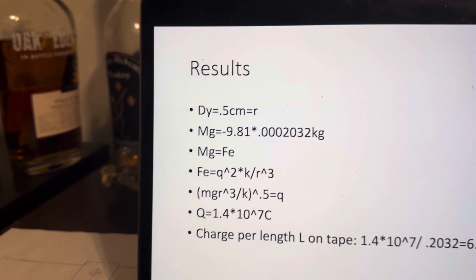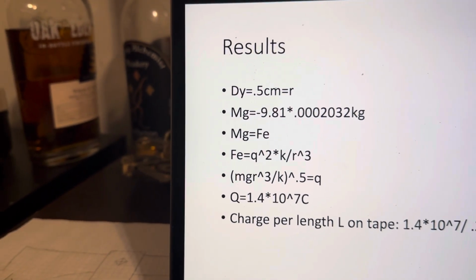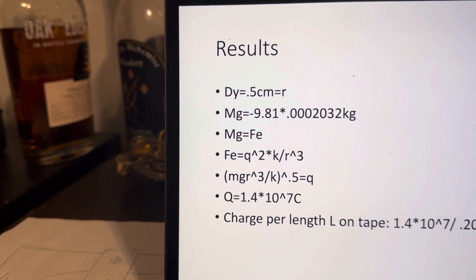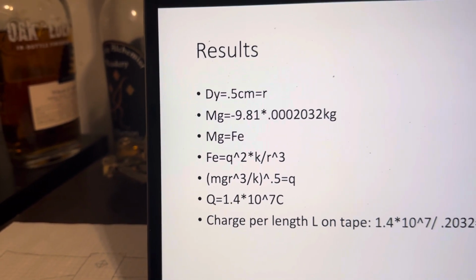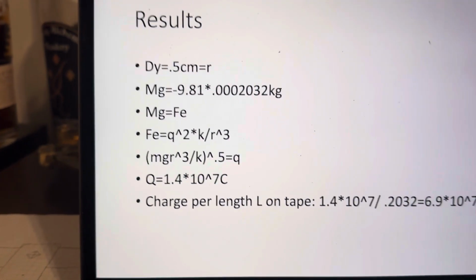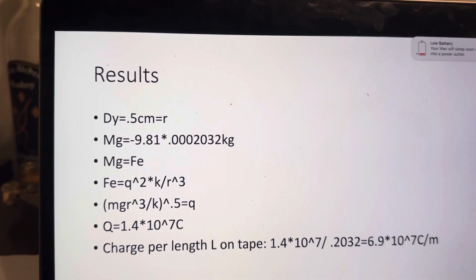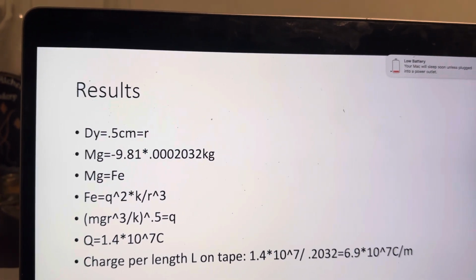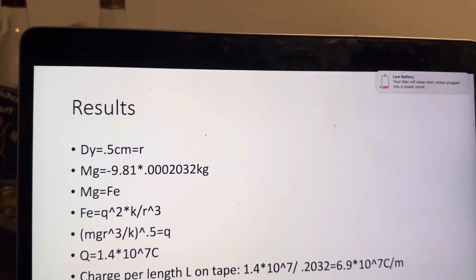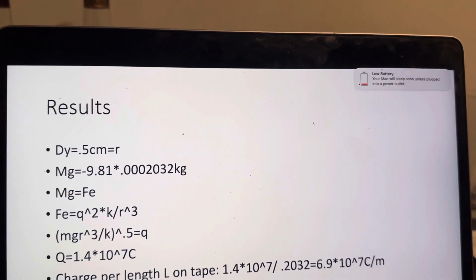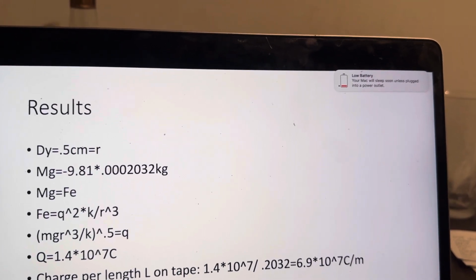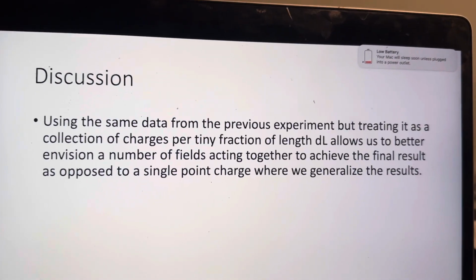So once you sort out the equation, you get the square root of mass times gravity times the radius cubed divided by k is q, and q in this case ends up being 1.4 times 10 to the 7th coulombs. And the charge per unit length on the tape was 1.4 times 10 to the 7th divided by 0.2038 meters, which equals 6.9 times 10 to the 7th coulombs per meter.